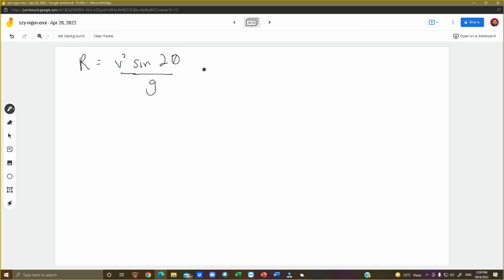Alright. Now, since our focus is towards angle, in this equation, the part of the equation which talks about angle is this one. Okay, sin 2 theta. Ini sahaja yang ada kaitan dengan angle. So we are going to talk about this part.